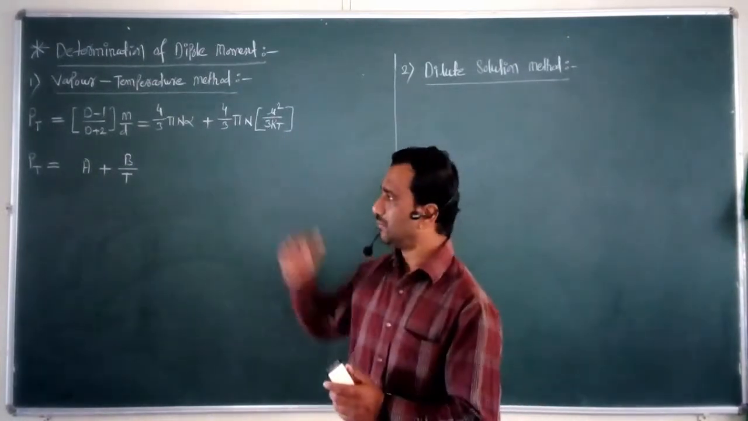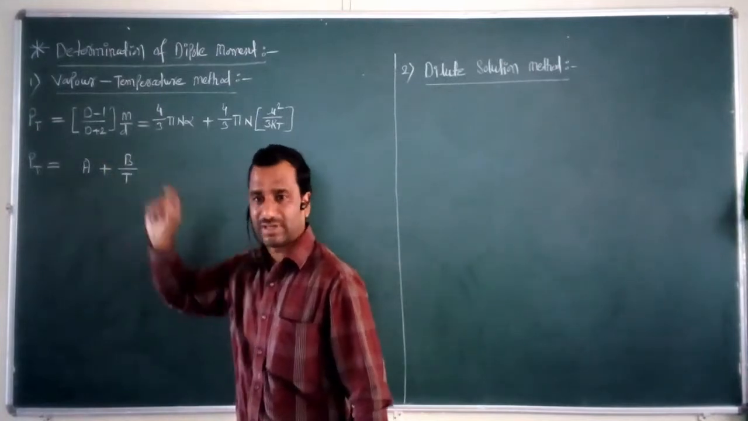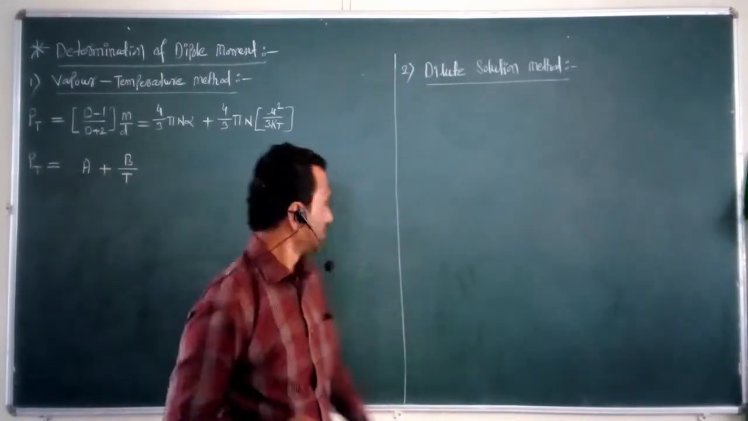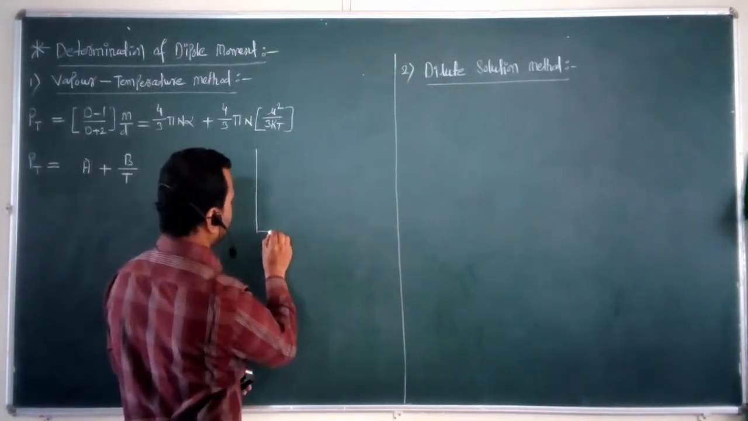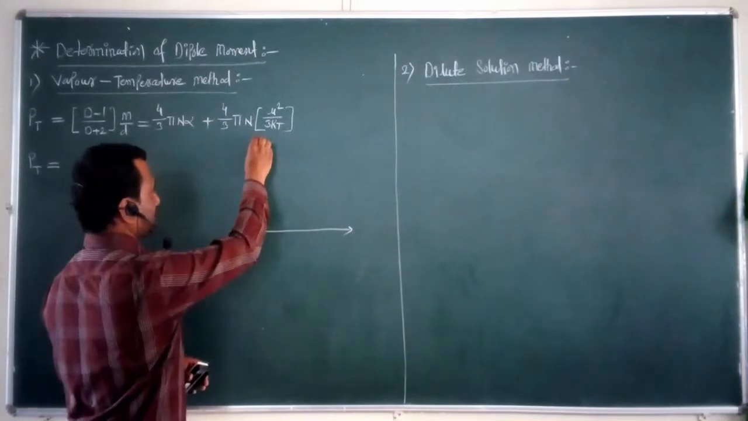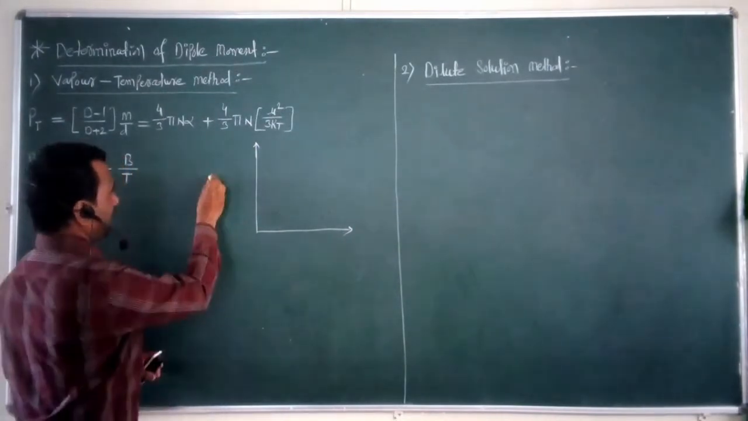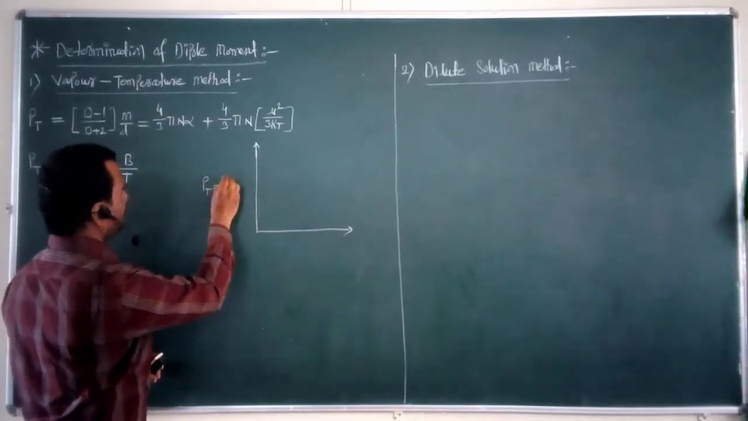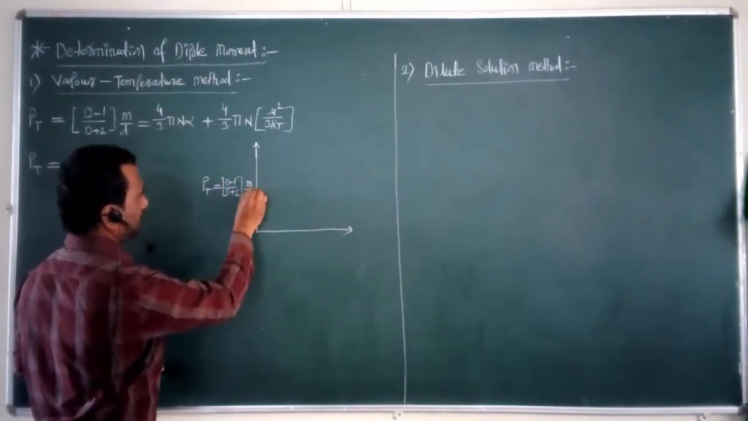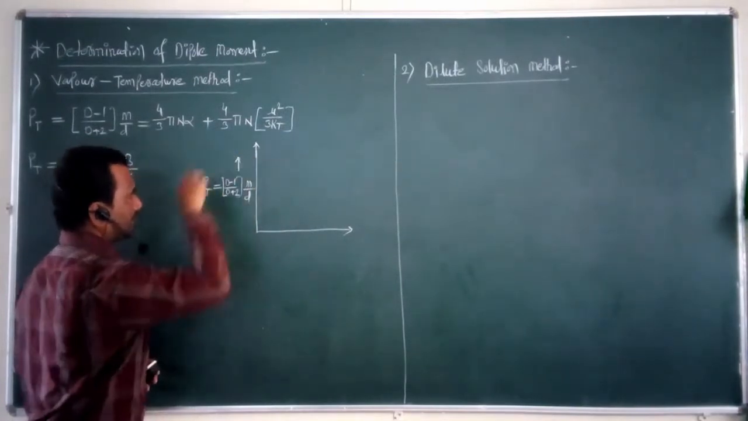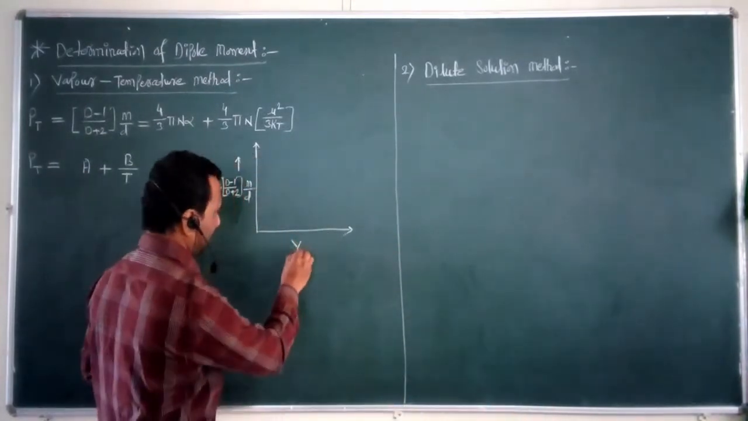Once we calculate this total molar polarization at different temperatures, we have to plot a graph of total molar polarization versus 1 upon T. This PT is nothing but (D minus 1) upon (D plus 2) into M upon D, plotted versus 1 upon T.